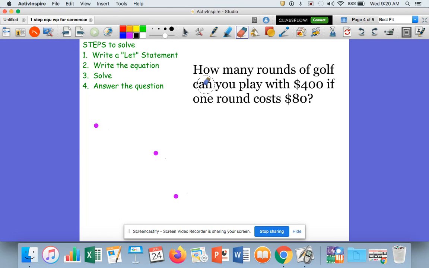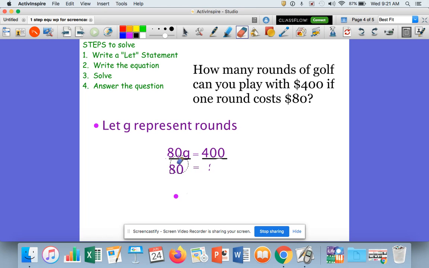How many rounds of golf can you play with $400 if one round costs $80? Okay, so we're looking for rounds of golf. So I'm going to let G represent golf. Now, this is a little different. I know I have 400, so I know that's my equal. And I know that one round is 80. So if one round is 80, 2 rounds would be 80 and 80 is 160, 3 rounds. So I know I'm multiplying on this problem. So when I write my problem, it would be 80G equals 400.